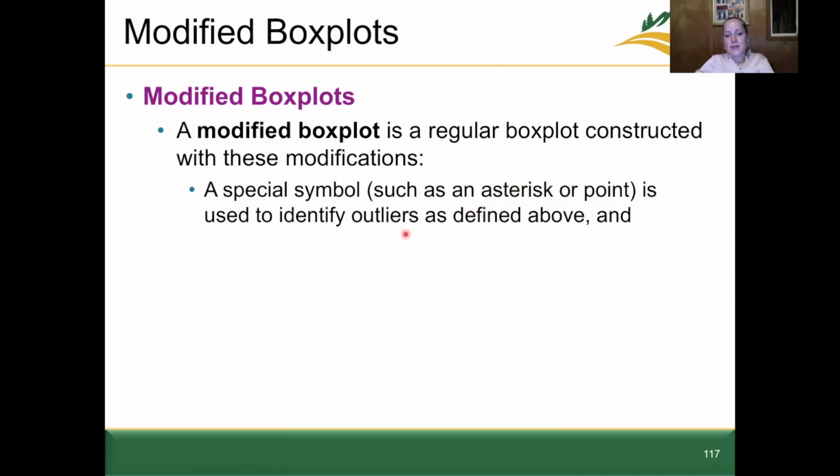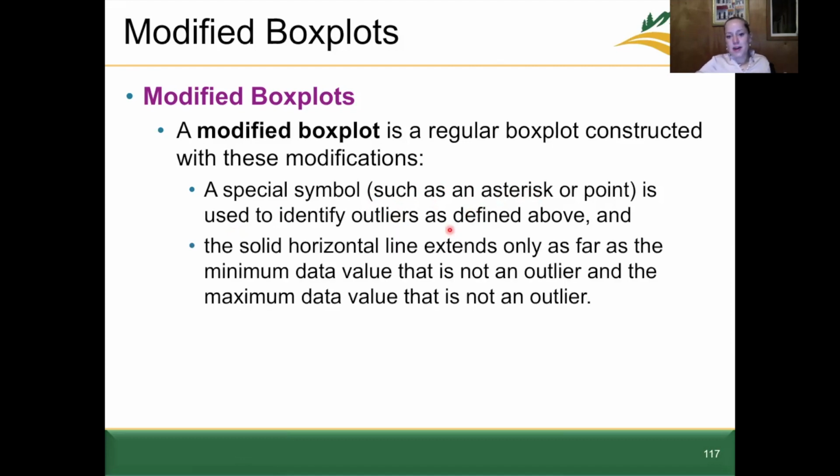And we'll go through an example of how we identify outliers, but it was defined how we do that on the previous slide. Also in a modified box plot, now the solid horizontal line only extends as far as the minimum value that is not an outlier and the maximum data value that is not an outlier. And I will show you an example of this on the next slide.